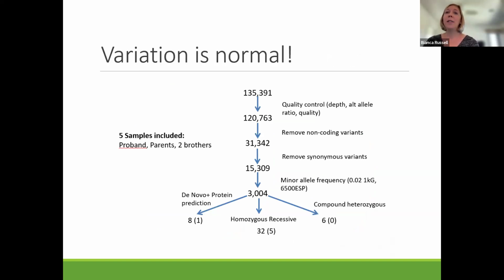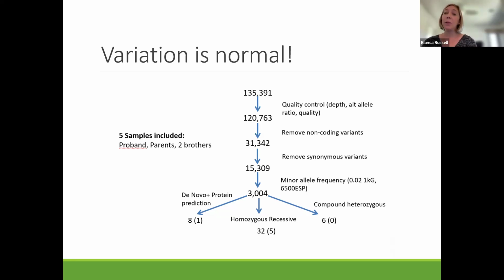And this slide is to kind of demonstrate that variation in our genetic code is actually normal. So this is an example of a filtration process in an exome or a genome. This is one that I did in residency in my training. But as an example, this was an exome that was done with 5 individuals included. So the patient, their parents, and 2 unaffected siblings. And when we compared all 5 of those individuals' genetic information, we found over 135,000 variations amongst the family members.